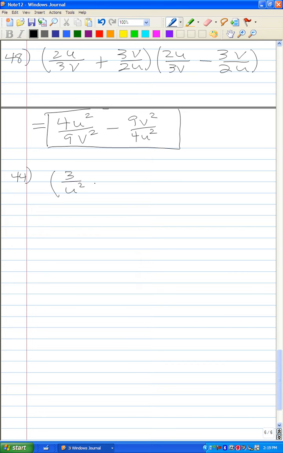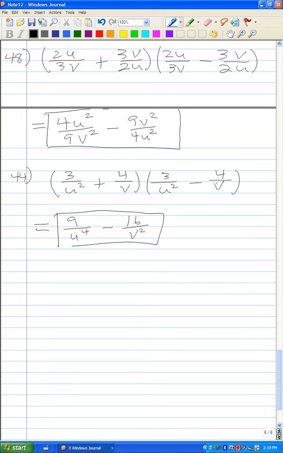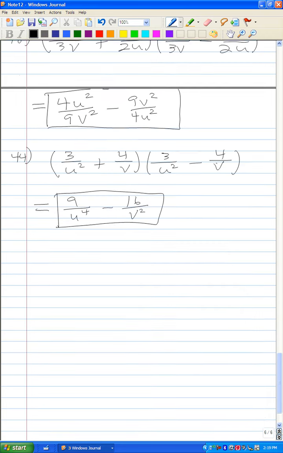3 over u squared plus 4 over v, 3 over u squared minus 4 over v. And so, again, let's notice that each of these terms are the same. The only difference is one has a plus, the other has a minus. 3 over u squared times 3 over u squared is 9 over u to the 4. Positive times negative is negative. 4v times 4v is 16v squared. And you are done. Let me do problem number 50.